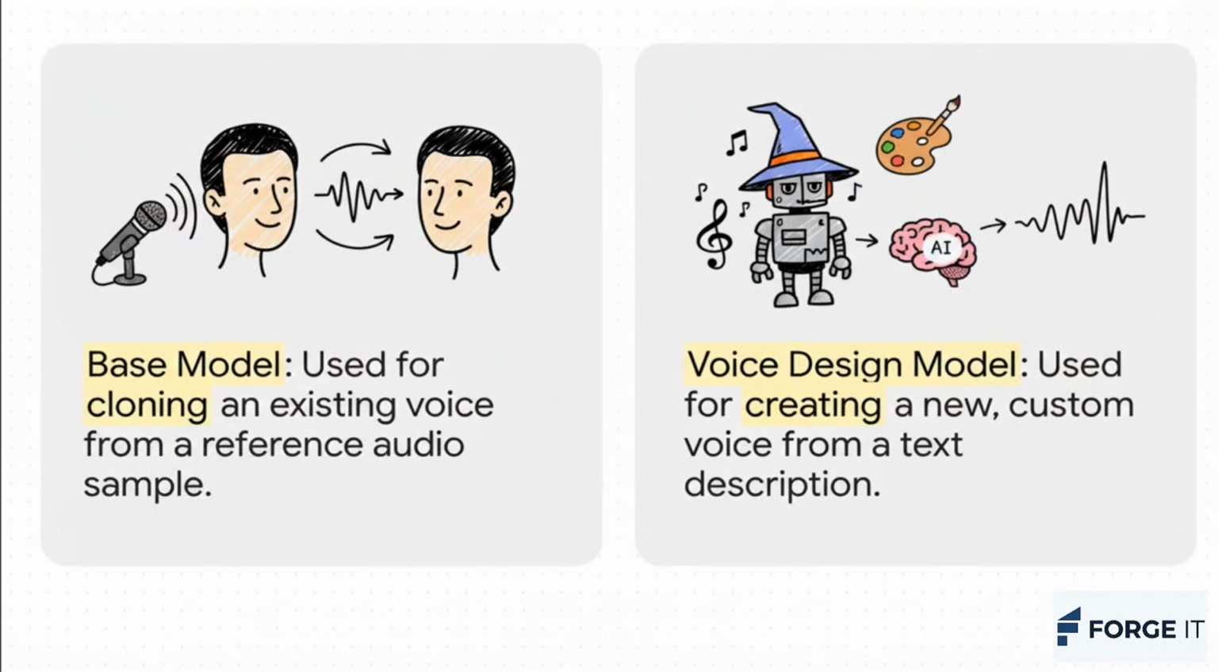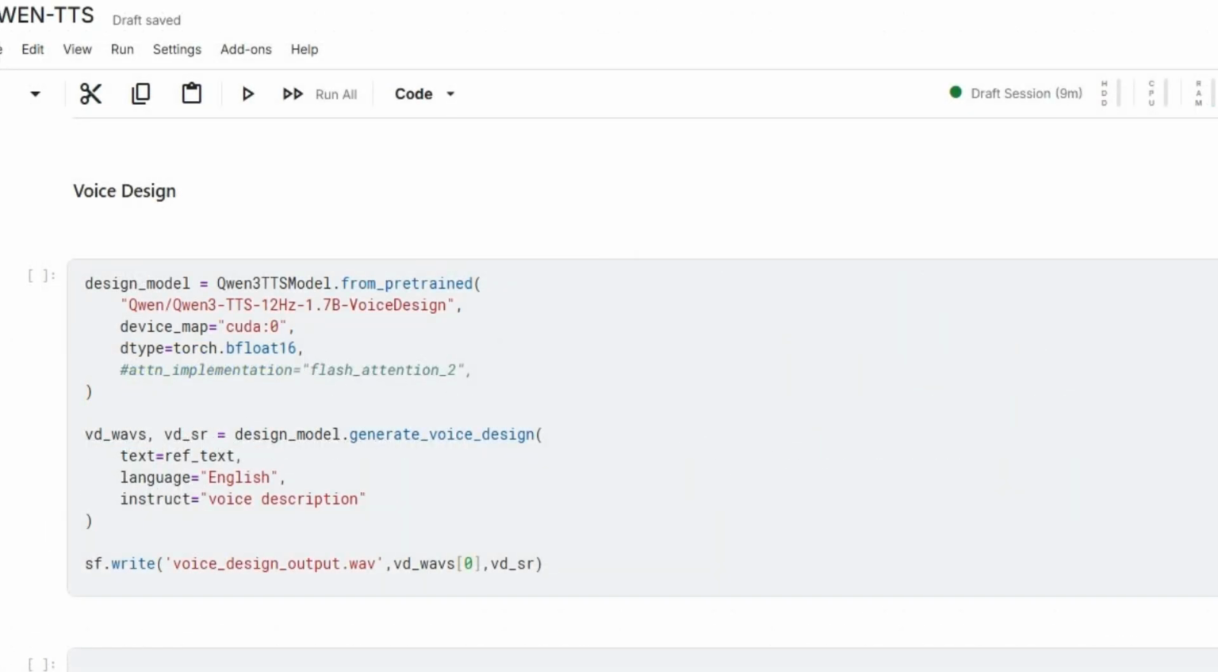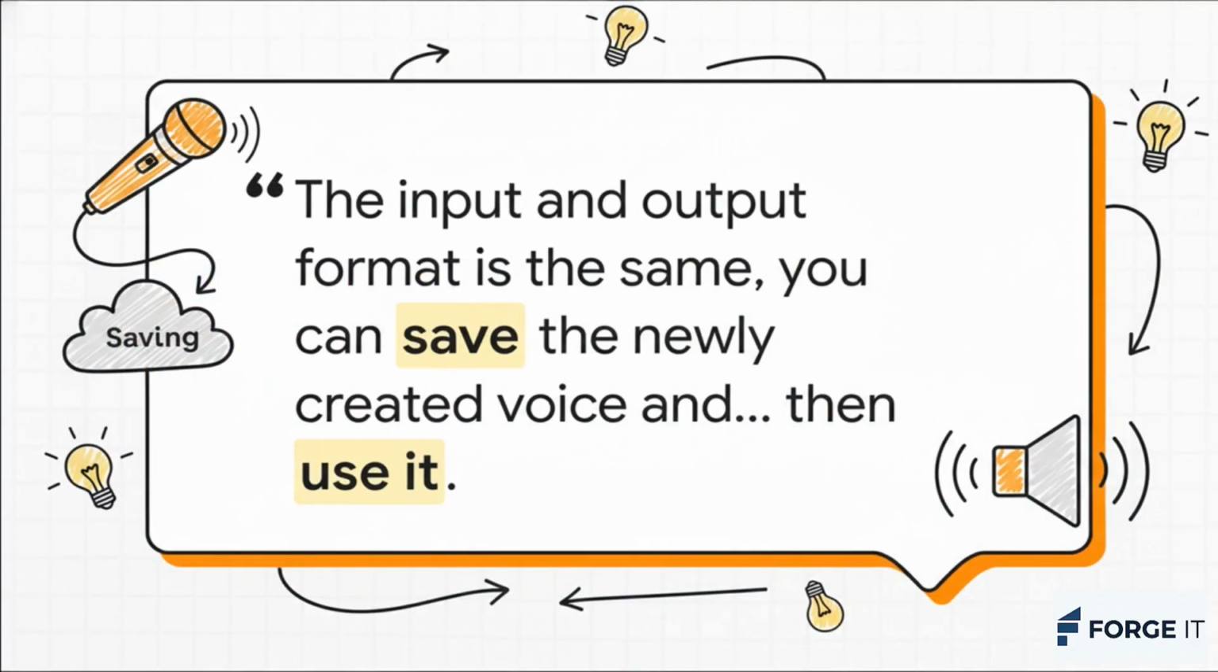Last but not least, you can also design your own custom voice. For that, you have to use the voice design model instead of the base model, call the generate voice design method, and in the instruct parameter, pass a description of the voice that you would like to create. The input and output format is the same. You can save the newly created voice and then use it for text to speech.